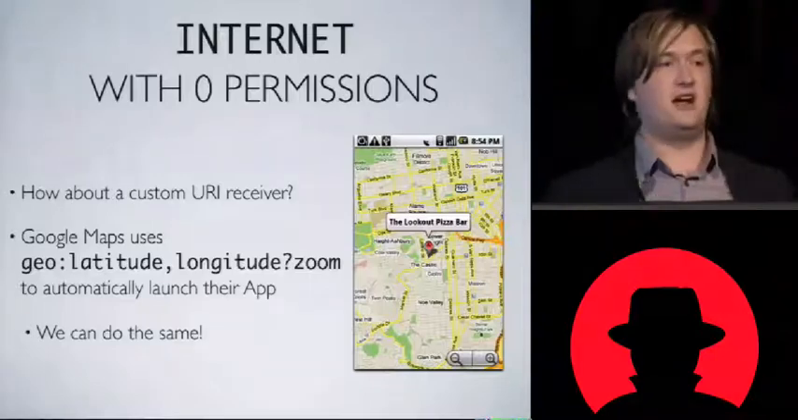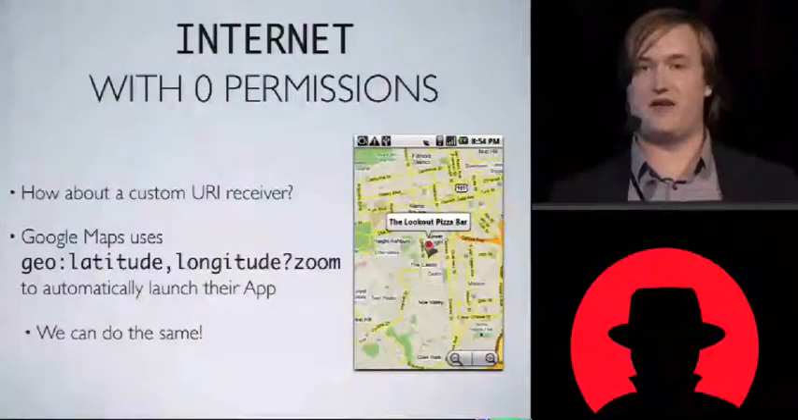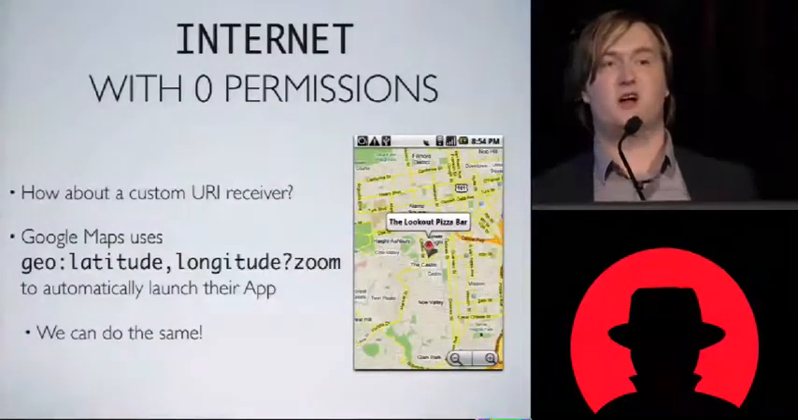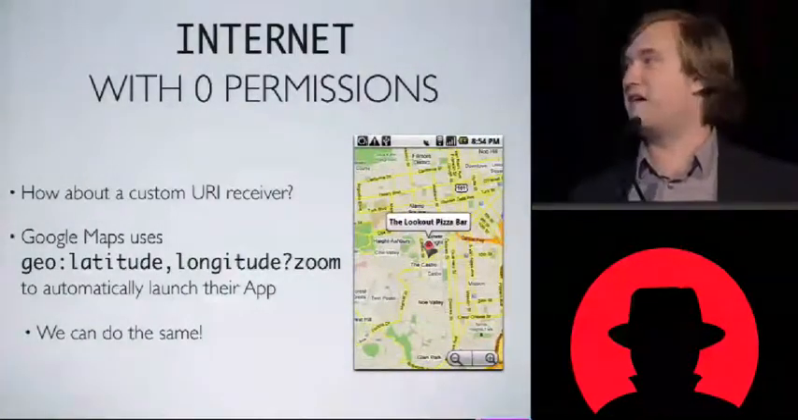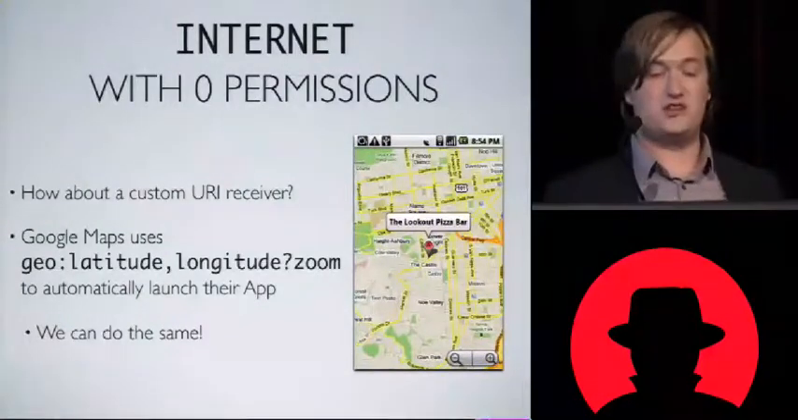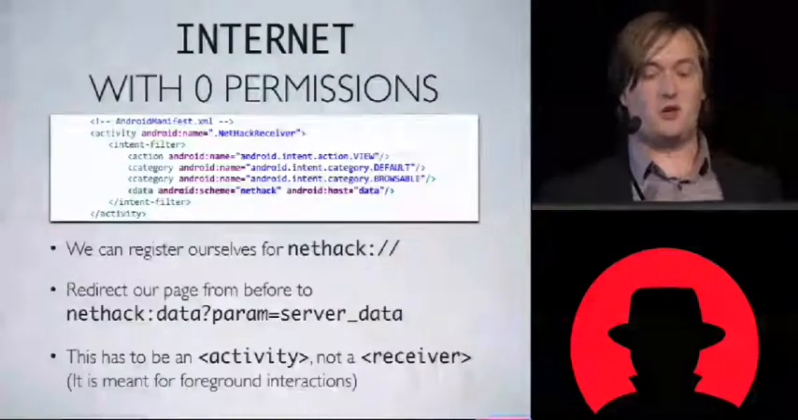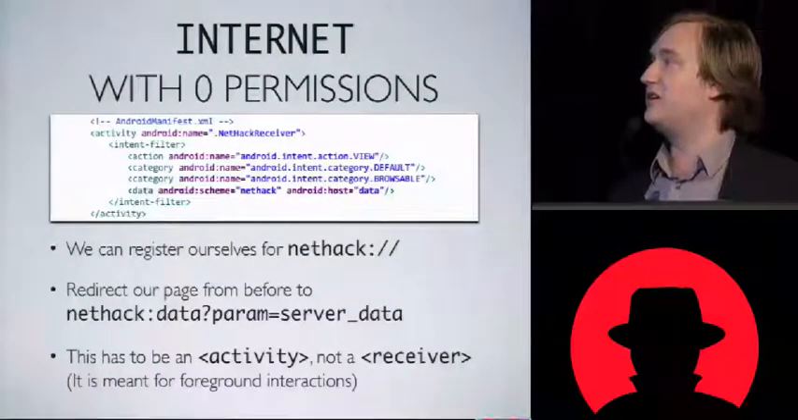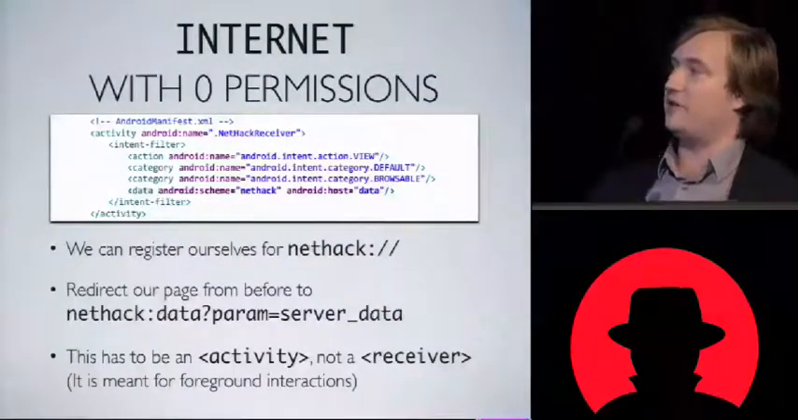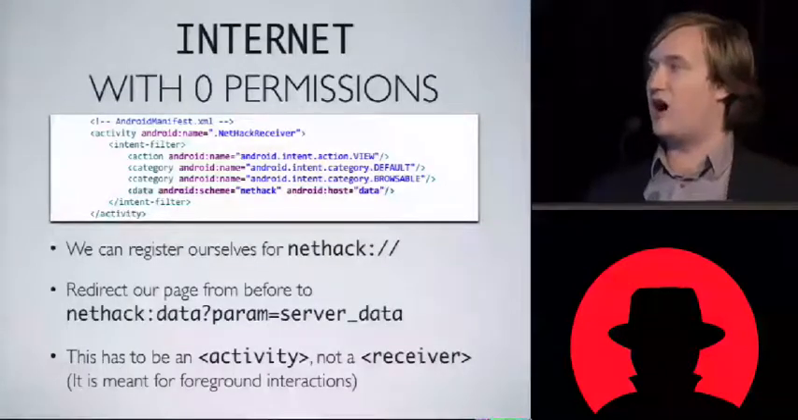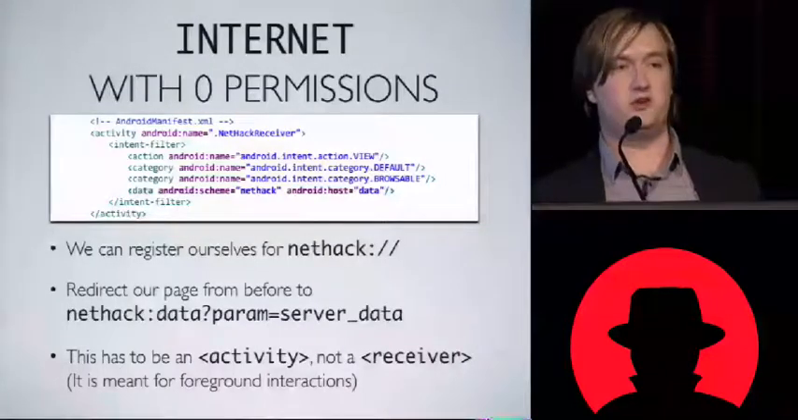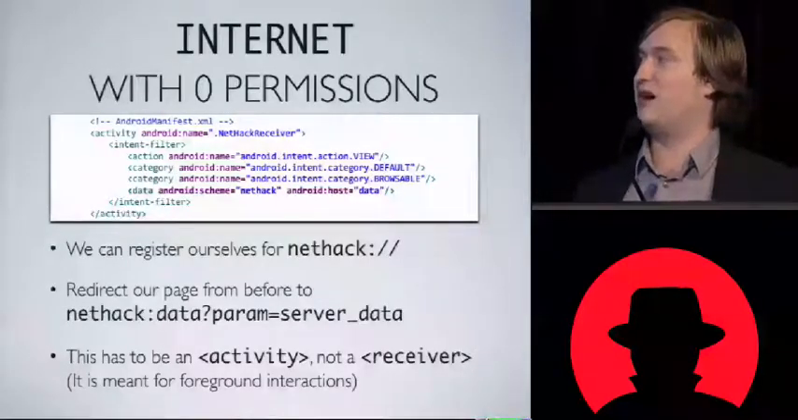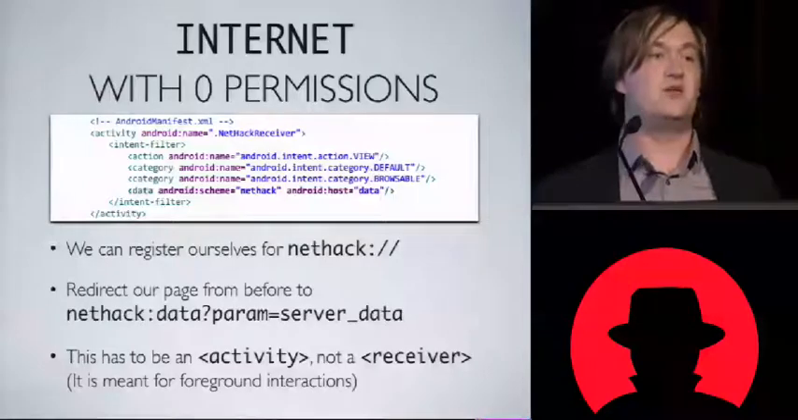latitude, longitude. And when you click on a link of that format, it automatically pops up the Google Maps application and shows you that location. So we can actually do the same thing with our application. We can register ourselves for the NetHack protocol, and then the page on the server side can automatically redirect to a page like NetHack data with some private information that would be the response from the server.